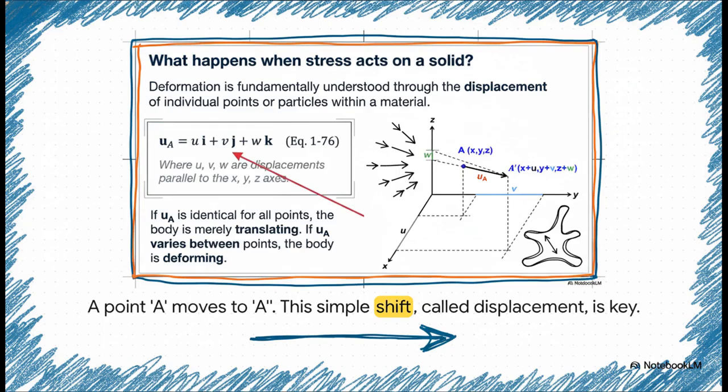Now here's the key. If every single point in an object moves the exact same way, the whole thing just slides over. No big deal. But the second one point moves differently than the point right next to it, that's when we get deformation. And that, my friends, is where all the interesting stuff happens.